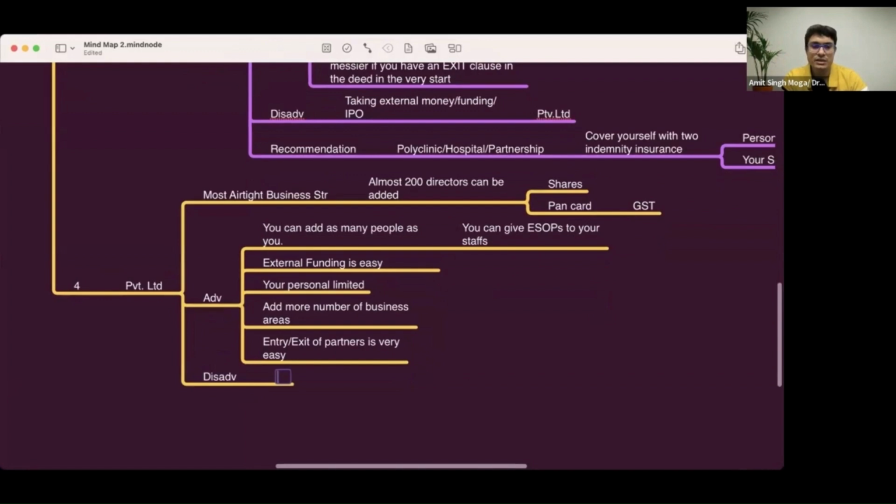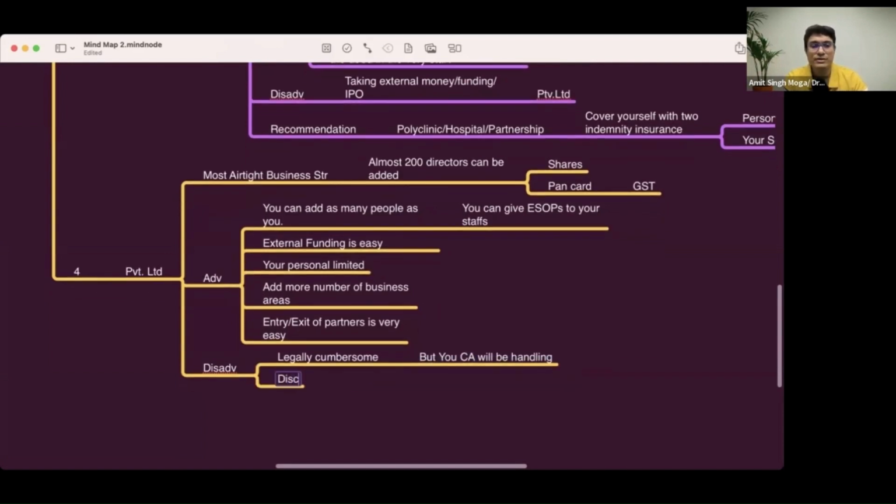Then the disadvantage is that legally it is a little cumbersome, but I don't find this to be a very valid argument. A lot of people say you have to file quarterly and all those things, and I don't feel it is cumbersome because your CA will be doing it, you are not doing it. So maybe in an LLP you are paying 20,000 rupees a year, in a private limited you will be paying 50,000 a year, but it gives you a lot of advantages also. Your CA will be handling it, so why worry about whether it is monthly, quarterly, or anything else? Dissolving it becomes really problematic. Dissolving is very difficult, meaning shutting down your private limited is difficult.